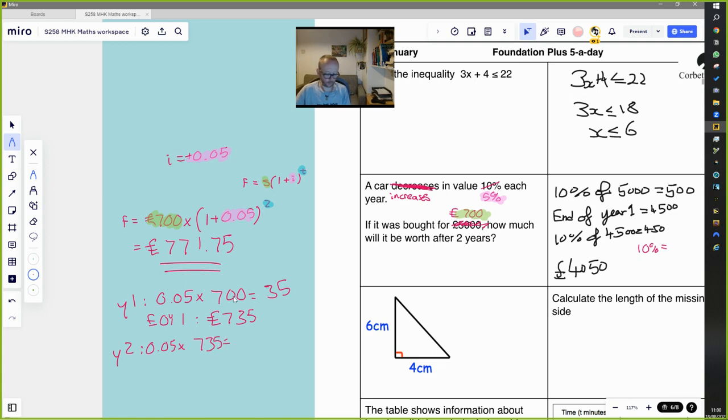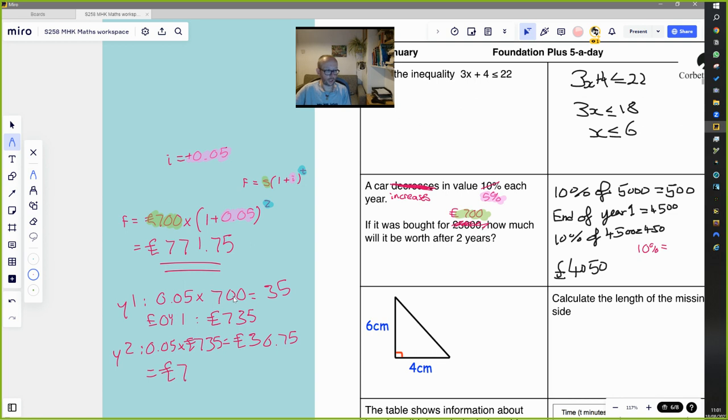Year 2, we're going to add another 5%, but this time of this amount, so 0.05 times 735. So 735 times 0.05, and that gives me 36.75. That's looking good so far because we've got the 0.75 there. Let's add some pound signs. And then we're going to add that to the amount that was at the beginning of year 2, or the end of year 1, so we add it to 735. And we get that value.